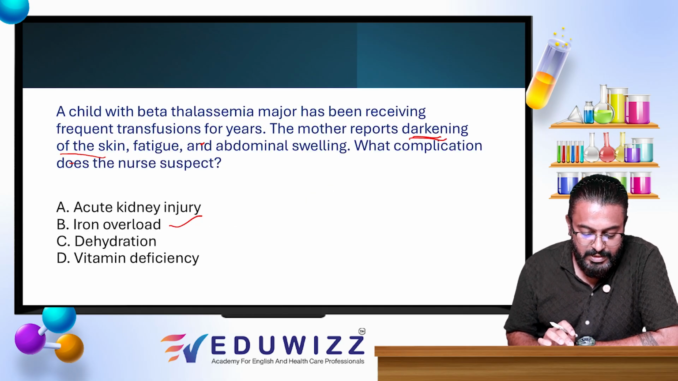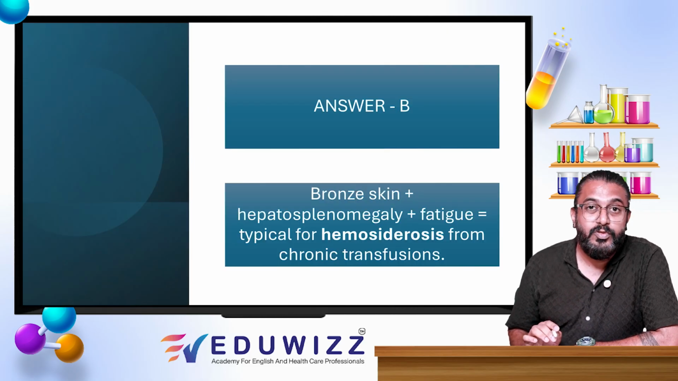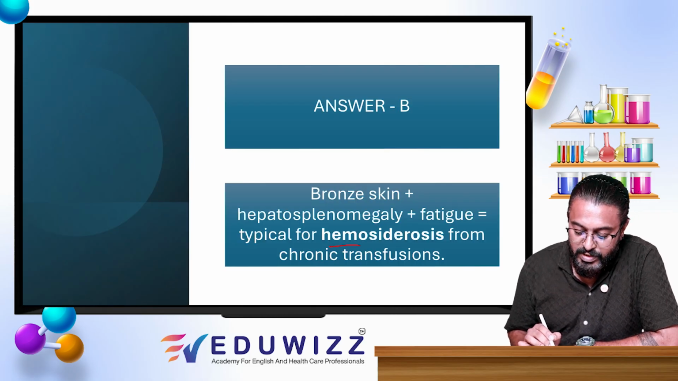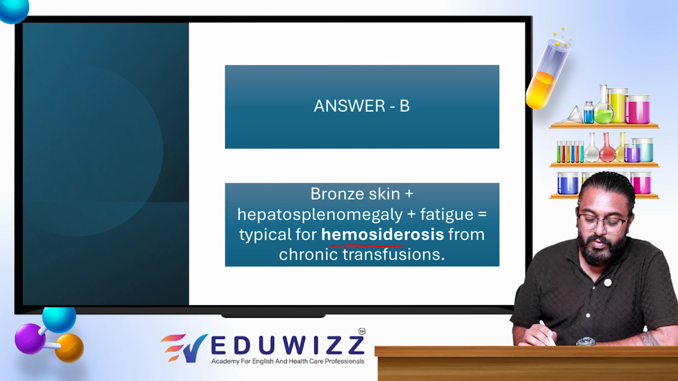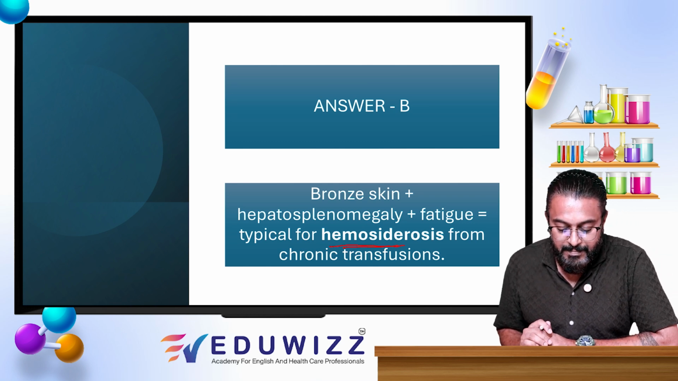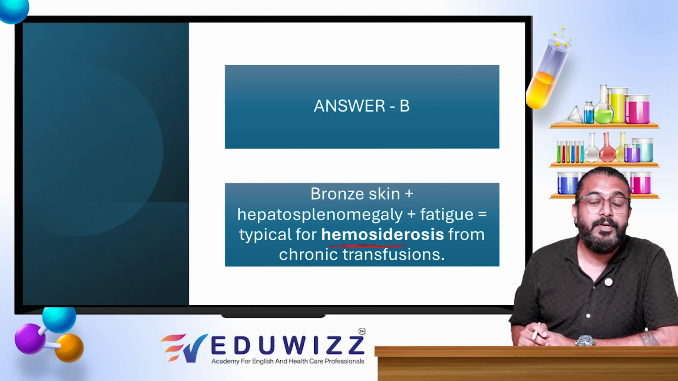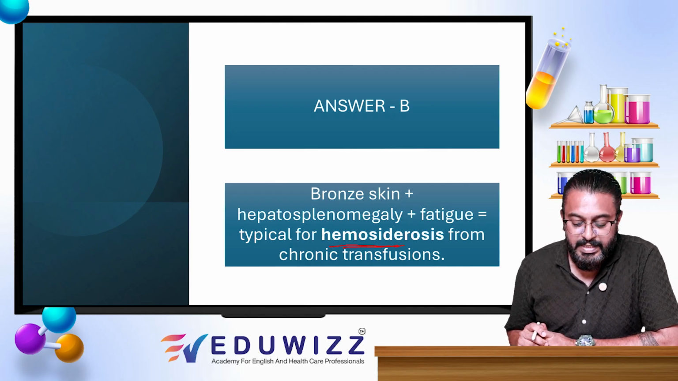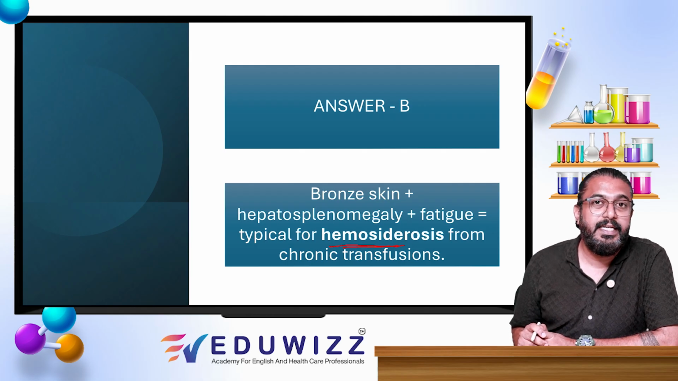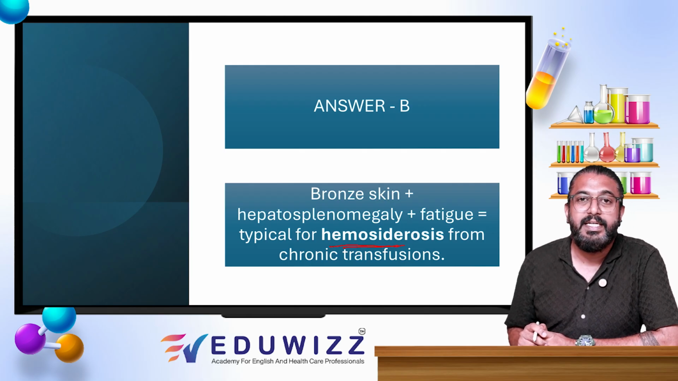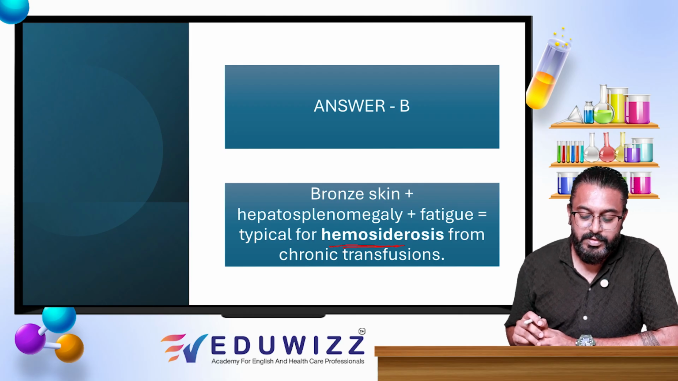So the answer is iron overload. Most importantly, this is known as hemosiderosis. Bronze skin, hepatosplenomegaly, and fatigue. That's why abdominal swelling is there, because of hepatosplenomegaly and fatigue. So these all indicate symptoms of hemosiderosis due to iron overload.